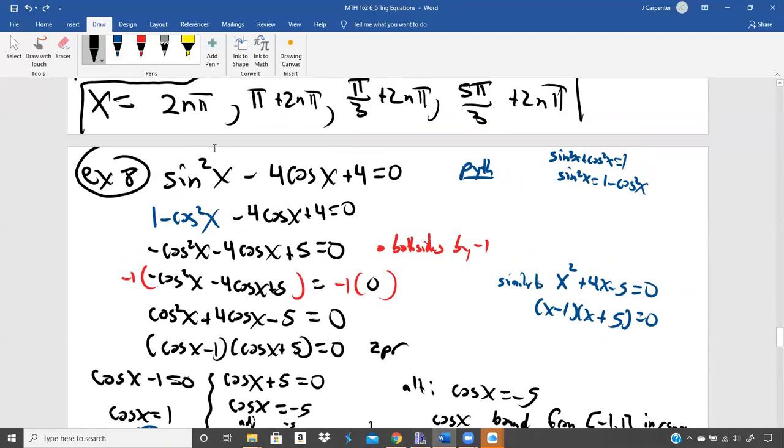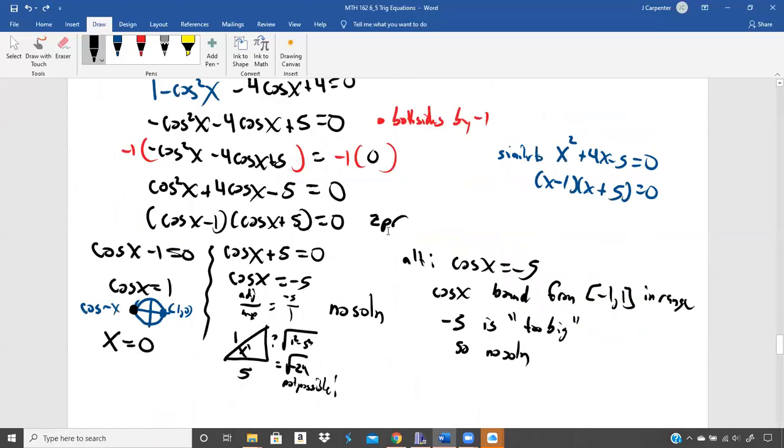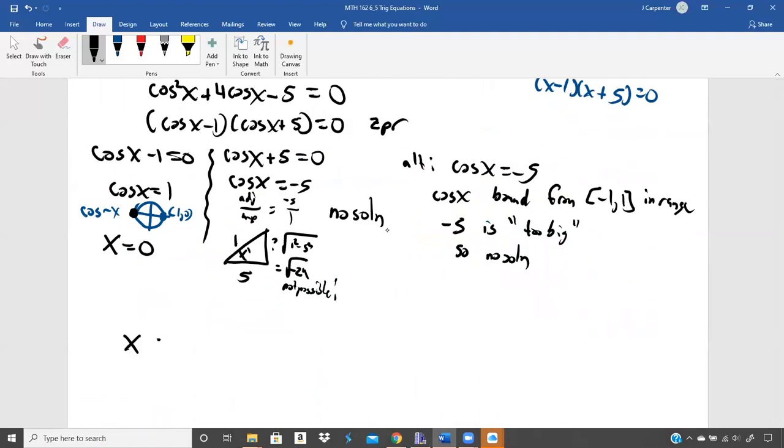Look at the original problem. I don't see 0 to 2 pi. I don't see any restrictions. This was non-restricted, which means, since we're dealing with sines and cosines, we have to add 2 pi n. So our solutions are 0 plus 2 pi n, but 0 plus anything is just the anything. In other words, our answer is every 360 degrees, going up or down: 360, 720, negative 360, negative 720, 0, 1080, negative 1080. Keep adding and subtracting 360.